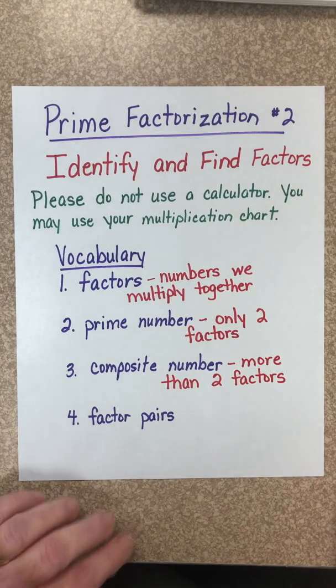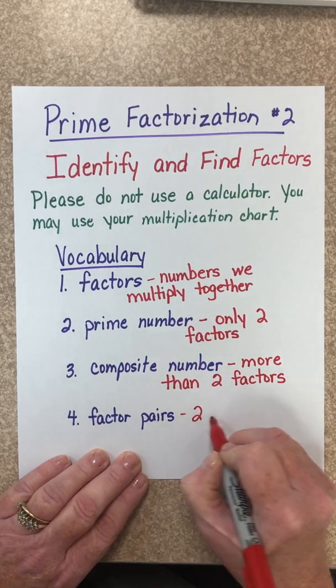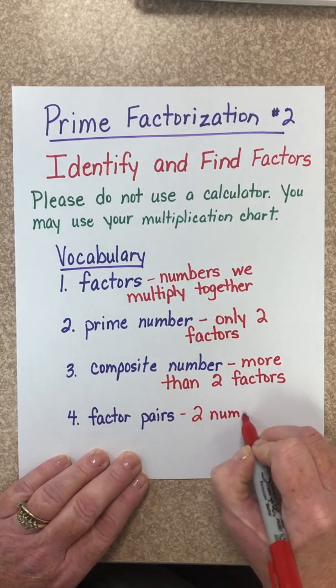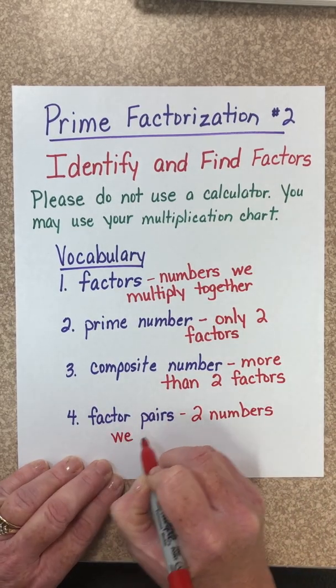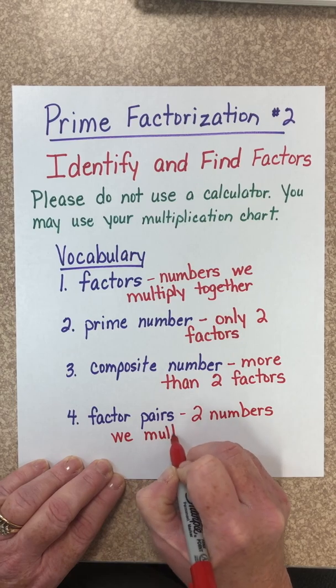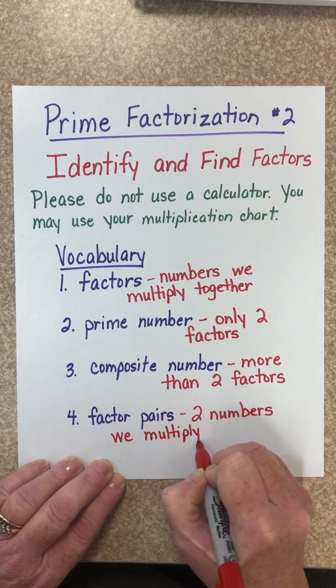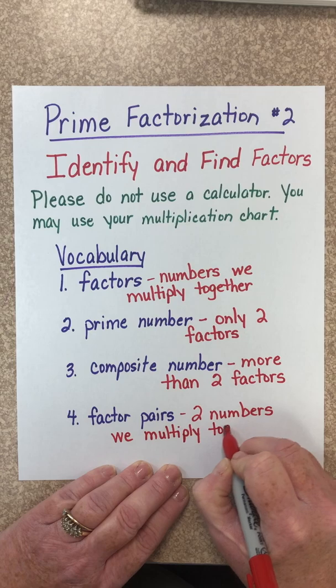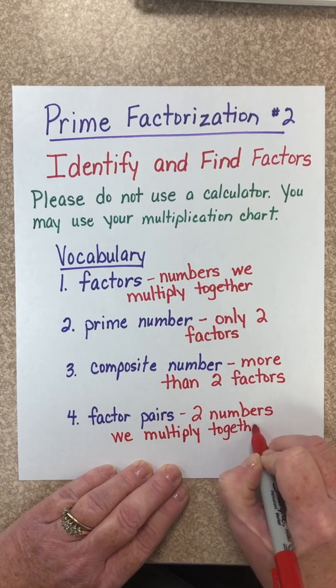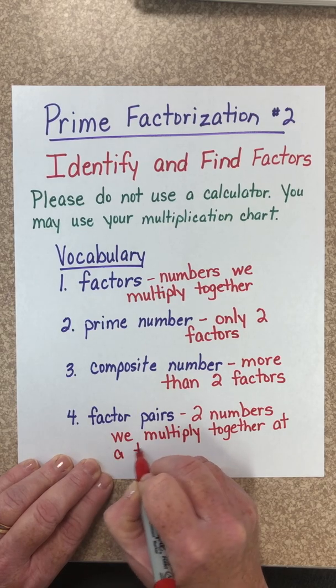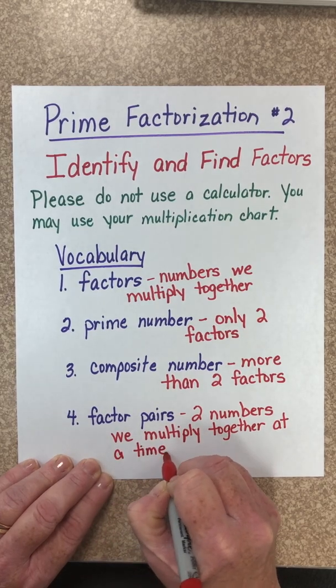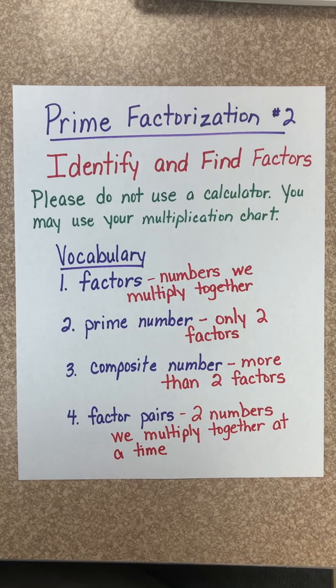And factor pairs means that that's two numbers we multiply together at a time. Meaning we only multiply two numbers to get the answer, not three numbers or four numbers, just two numbers.